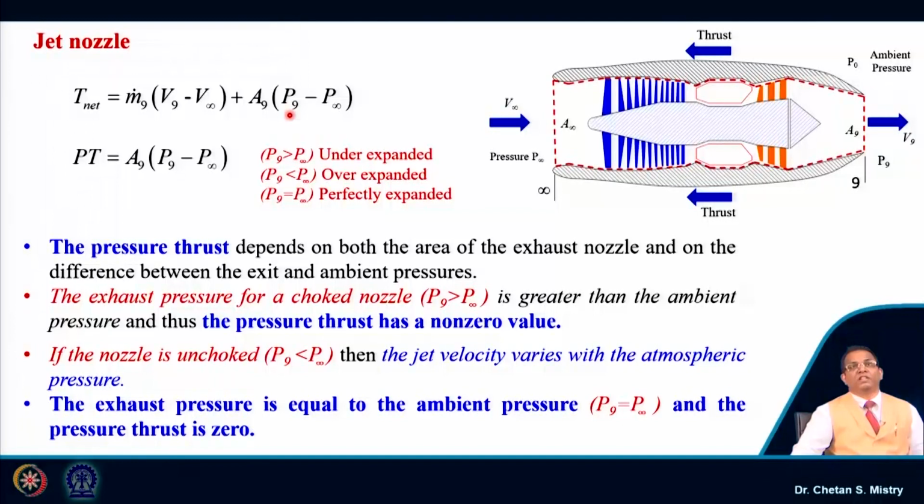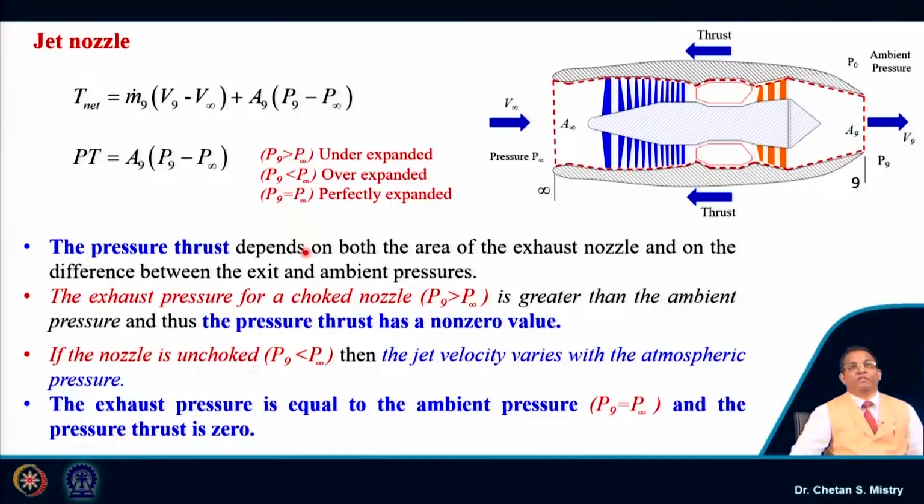Suppose I consider the scenario where we have unchoked condition. Under this condition, my jet velocity will be varying with my atmospheric pressure. And there is a scenario where we have P9 equal to P infinity, that is known as a perfectly expanded nozzle.